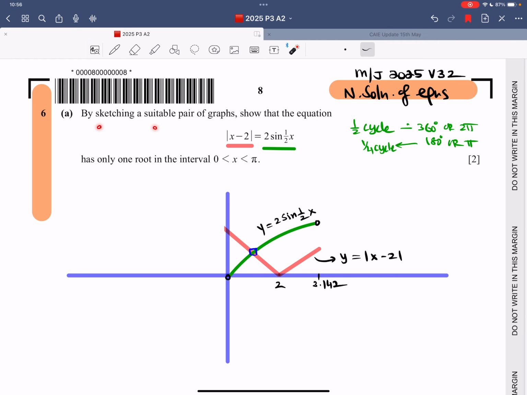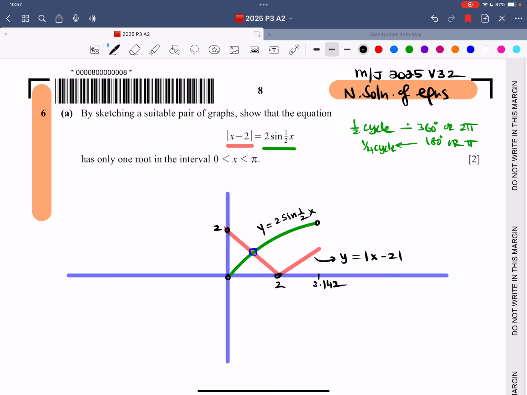By sketching a suitable pair of graphs, show that the equation has only one root. The equation involves the modulus of x minus 2. So we draw the line y equals x minus 2, and this portion of the graph is reflected back up. So if this was negative 2 over here, this will be positive 2. Let me write a positive 2 over here. That is the V-shaped graph.